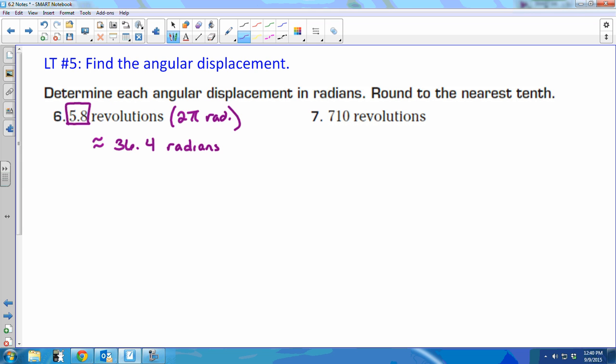Questions about that? The same thing for the second one: 710 revolutions times 2 pi radians, and that's approximately 4,461.1 radians. Questions about how to do learning target 5? Because that's it.